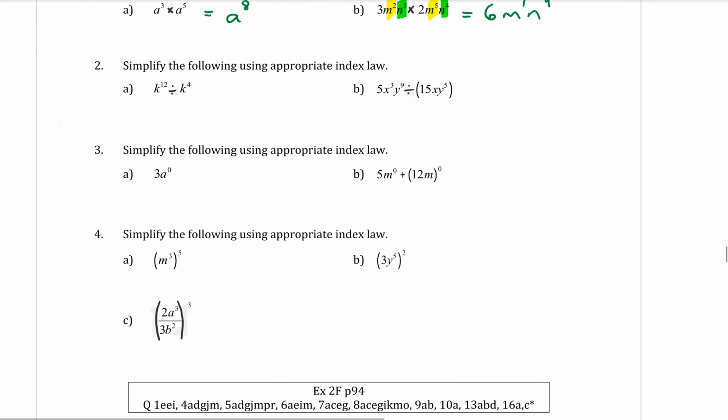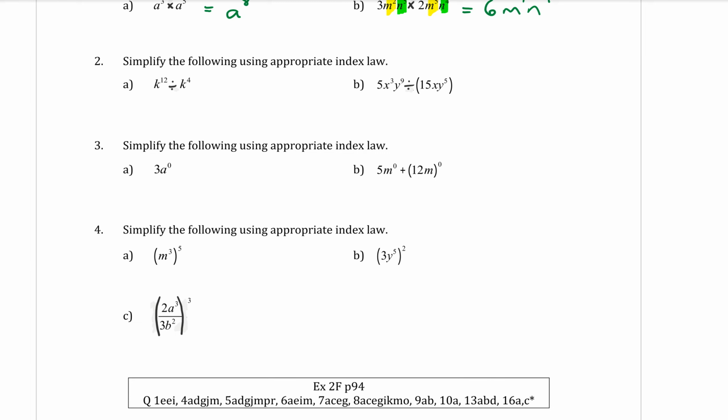Question 2 is law number 2. We are now dividing. So as long as we have the same bases, k is my base for this first one, I subtract the powers. 12 take away 4 is 8. Okay, there's always like an easy example and then a slightly harder one.